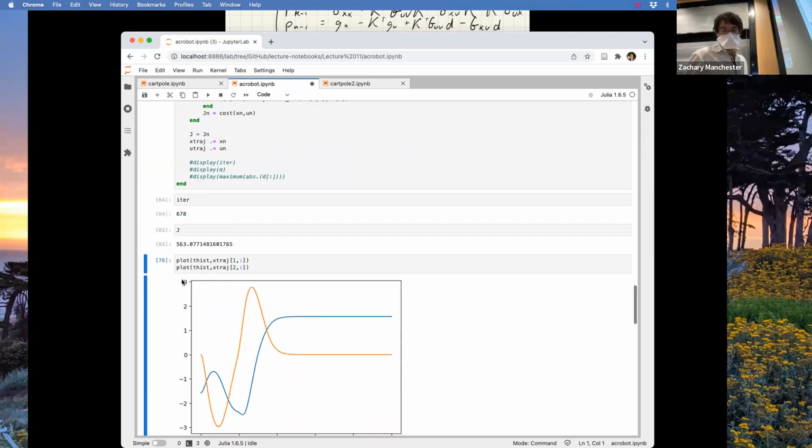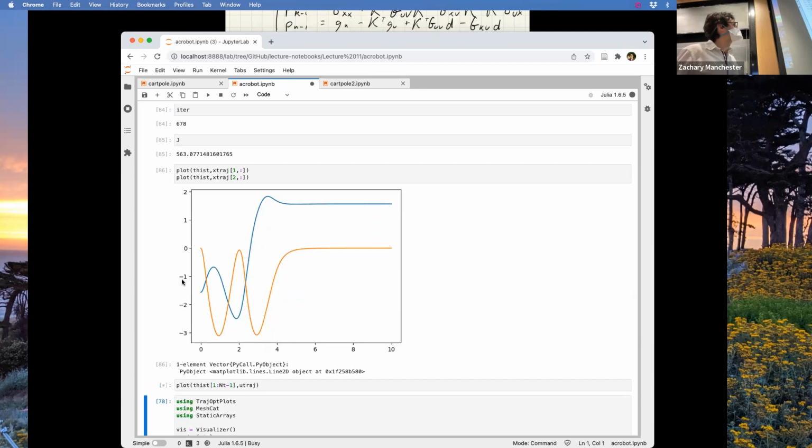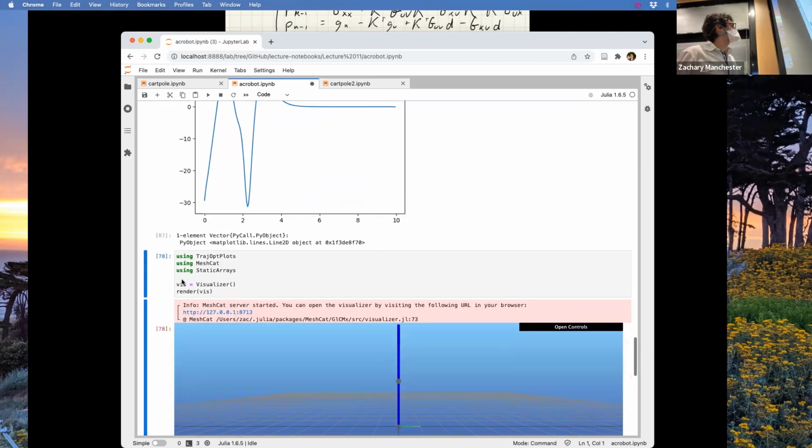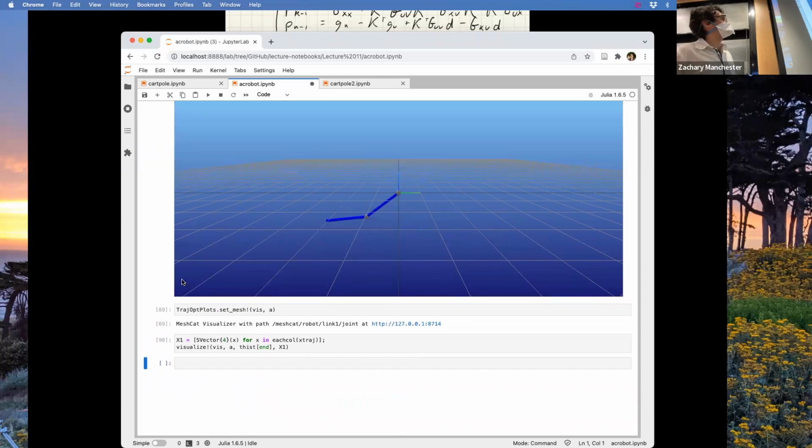Look at this though. Look what happened to the trajectory. This is quite a different trajectory, right? So what's going on here? Let's watch the video. So this has a different trajectory with a weirder pump behavior. What happened? Why did I get a different answer?